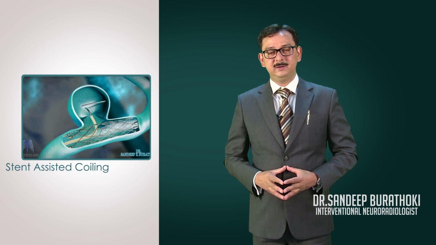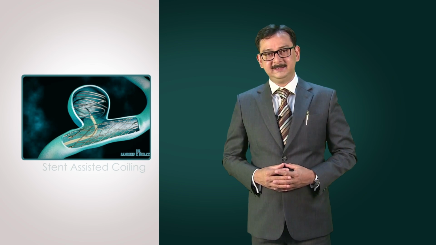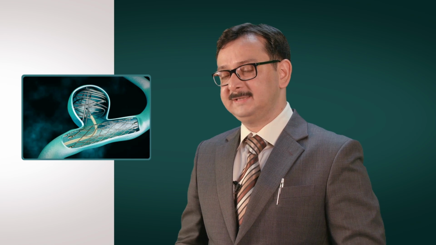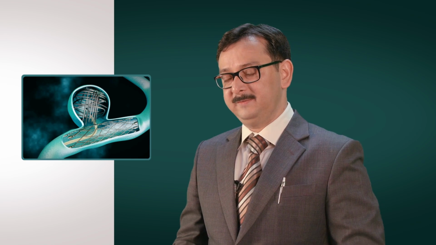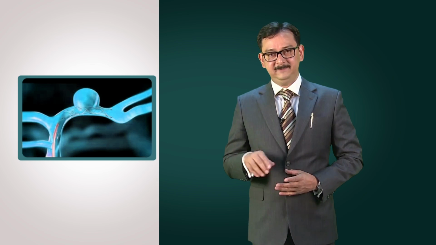Another technique for wide neck aneurysms is stent-assisted coiling. In this technique, we place a stent across the neck of the aneurysm, and then we catheterize the aneurysm through the struts of this stent, and we do the coiling. So the stent supports the coil mass and allows dense packing of the aneurysm.